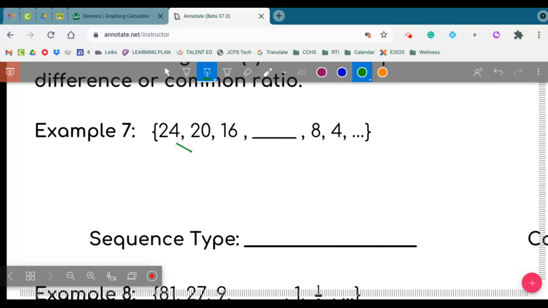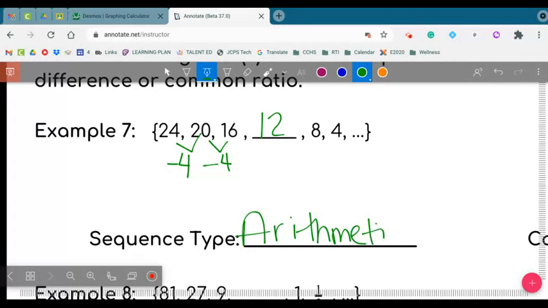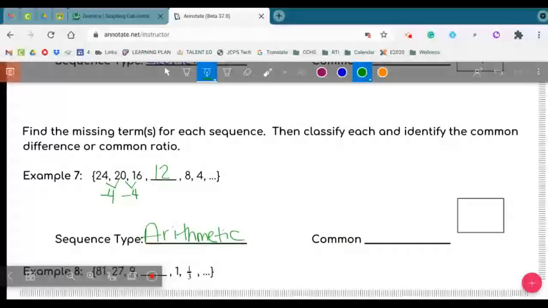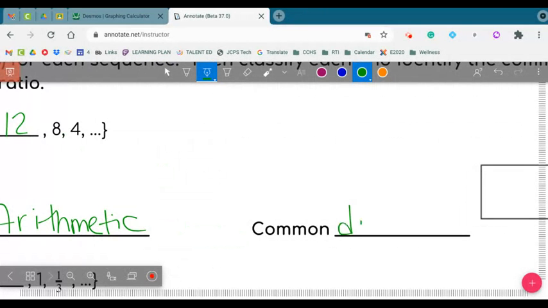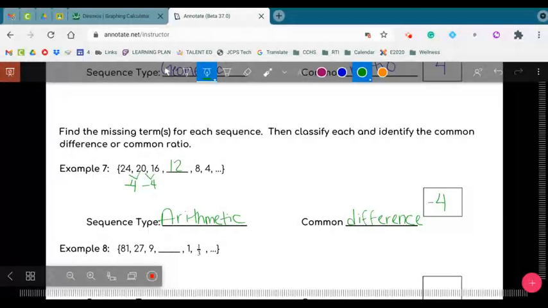So clearly I'm going down by the same amount. I'm subtracting 4 each time. So the next number would be 12. Since you're subtracting, it is arithmetic. With arithmetic, you will always have a common difference. And this one, we were subtracting 4 each time, so our common difference is -4. Okay, let's go to the next one.